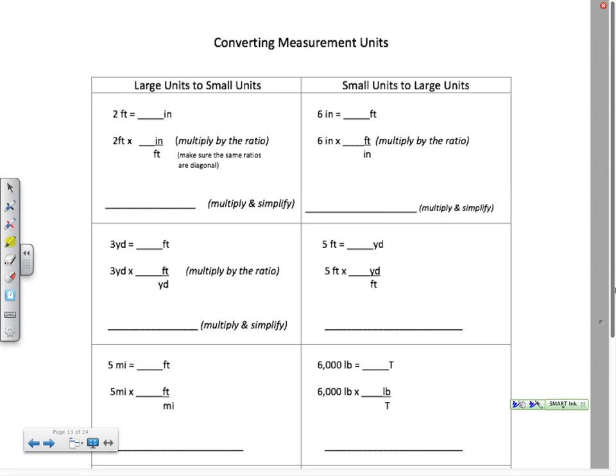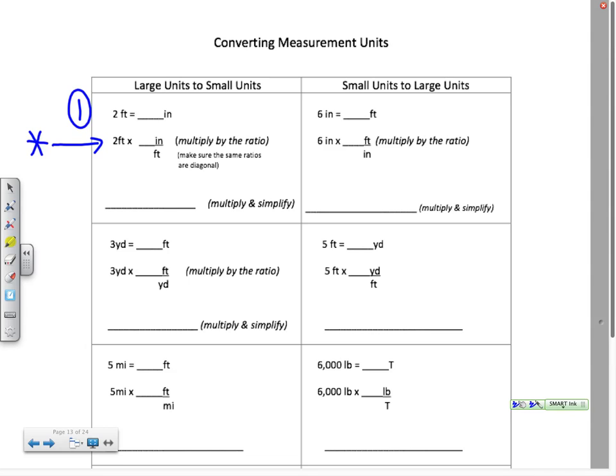So 2 feet equals blank inches is the first one, number one. You should know that 1 foot equals 12 inches, so it's pretty obvious that 2 feet equals 24 inches. But let's see how we set it up. This is going to be the setup of all the problems, so when they get harder, you can refer back to how you did the easy ones.